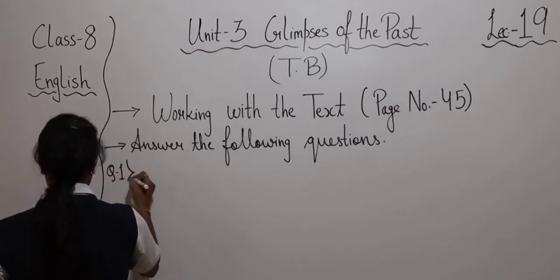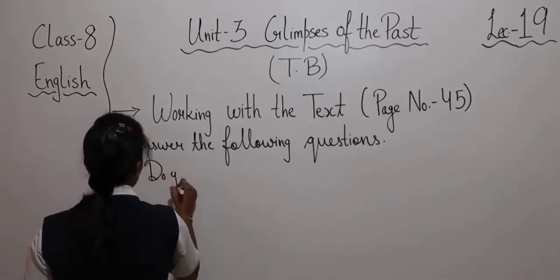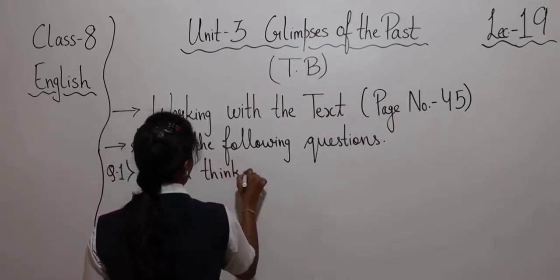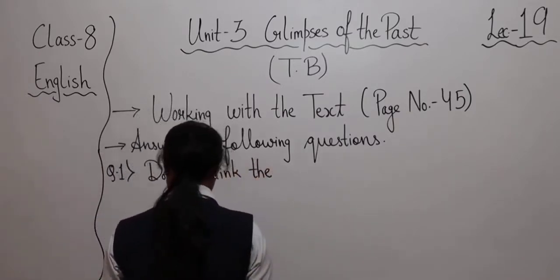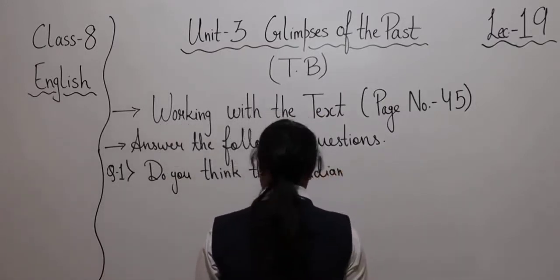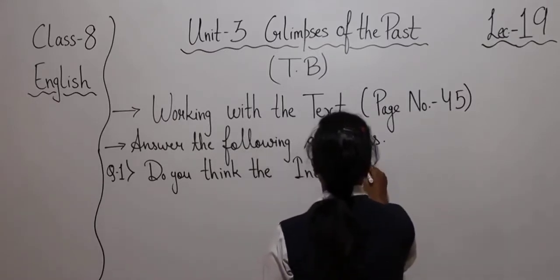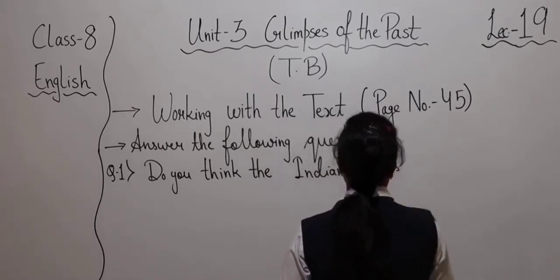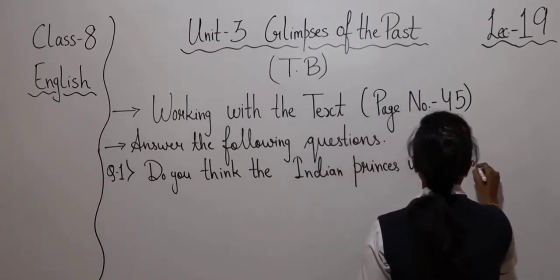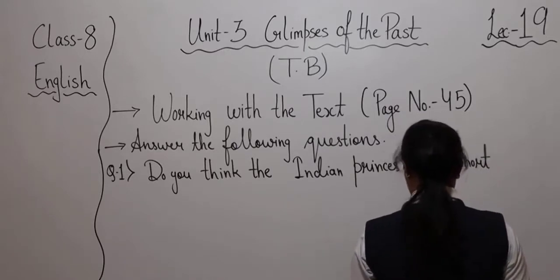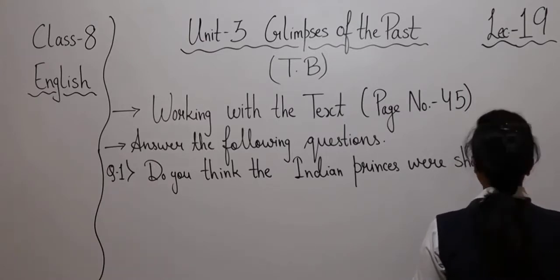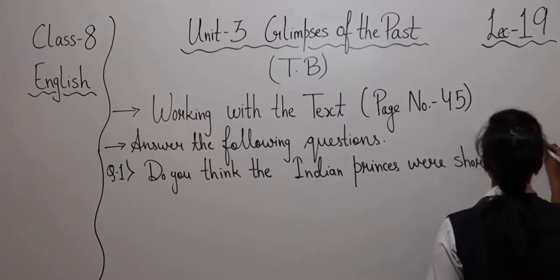Question 1. Do you think the Indian princes were short-sighted? Short-sighted means that they are not thinking for the future.